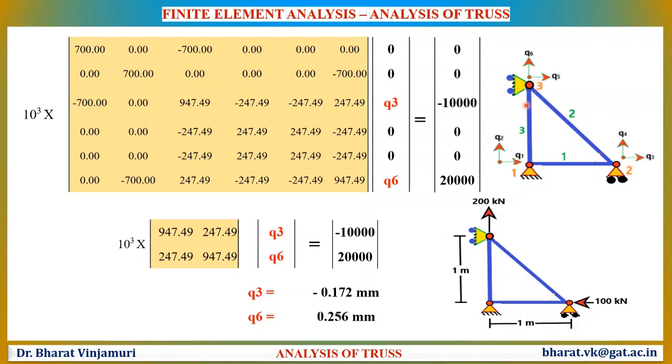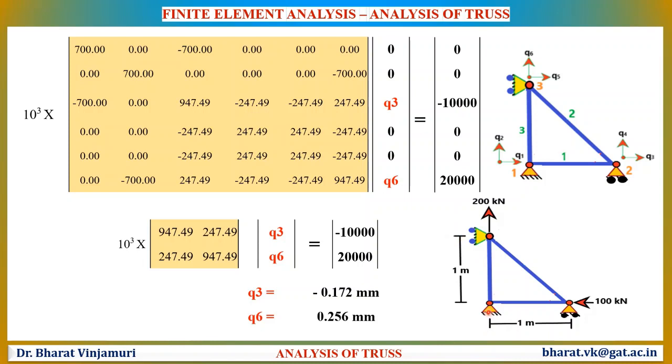Similarly, node number 3 has got a roller support, which clearly represents that the node can move in y direction and not in x direction. Thus, the value of Q5 will be 0 and the value of Q6 will need to be determined. By substituting these boundary conditions, we will be able to determine the values of Q3 and Q6.